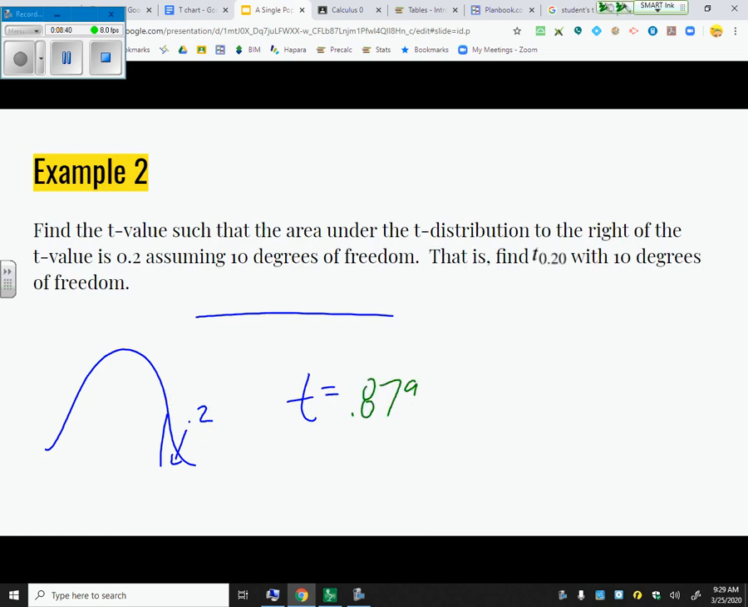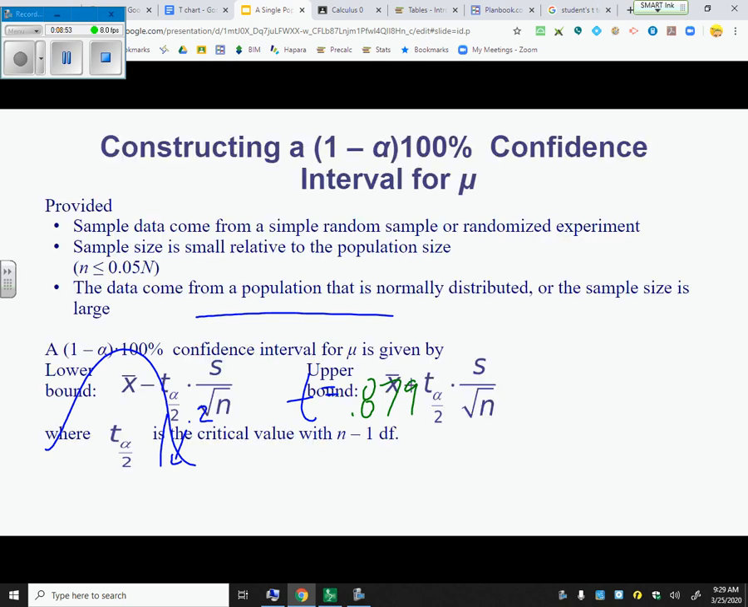0.879. That's my t-score. Okay? That t-score is going to help me develop a confidence interval for a population mean. Keep on wanting to say sample mean. I'm sampling those videos from last week that I made. So let's talk about making a confidence interval for mu, my population mean.